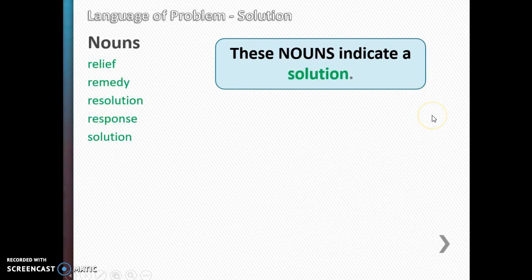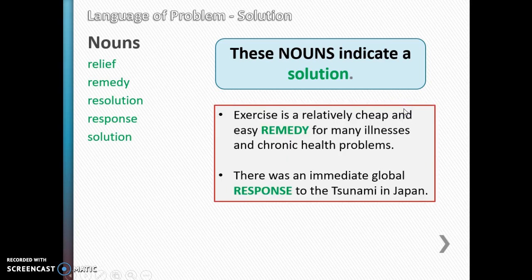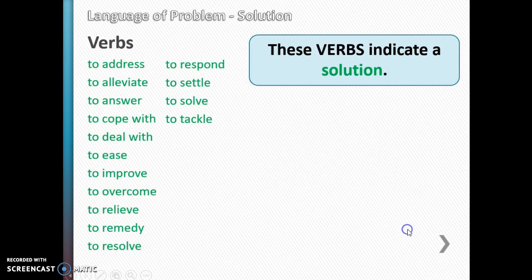And we have a similar kind of situation with solutions. So here we have relief, remedy, resolution, response, solution. These are nouns that show us that there's some kind of solution. So we have some examples. Exercise is a relatively cheap and easy remedy solution for many illnesses and chronic health problems. There was an immediate global response solution to the tsunami in Japan a few years ago.